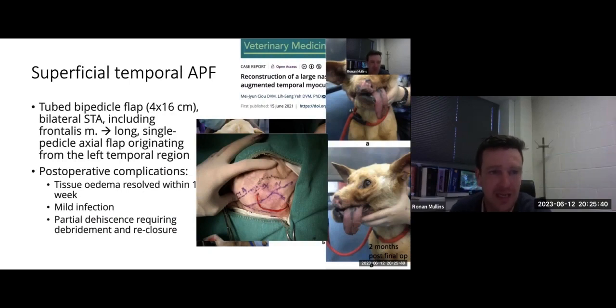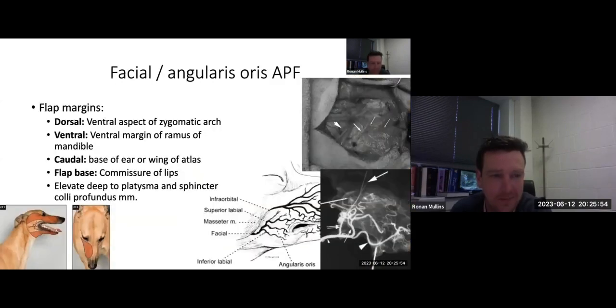So they had a nice cosmetic outcome in this case, but this was a 3-part surgery taking advantage of a tubed bipedicle initially superficial temporal axial pattern flap, but with the overall goal of making a long single pedicle axial pattern flap using that left temporal superficial temporal flap. And then finally, the facial or angularis oris flap.